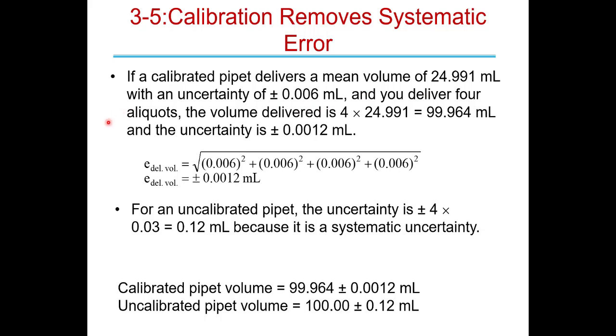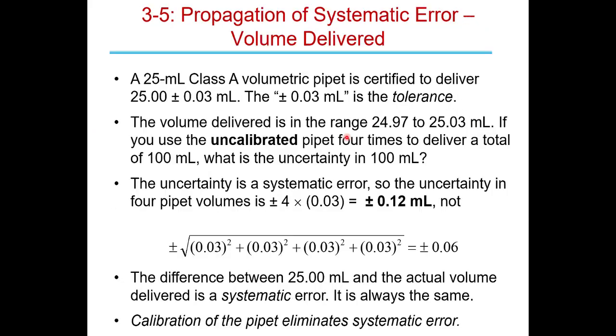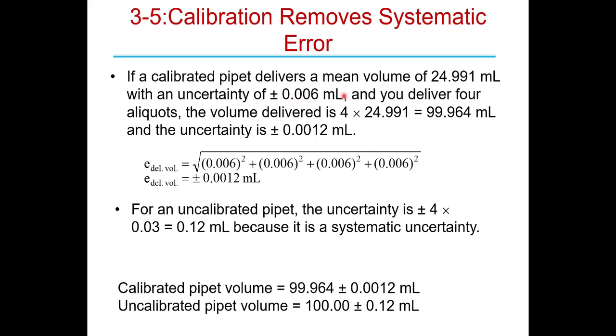If we deliver 4 aliquots, so we use this pipette 4 times to give us 100 milliliters like we did in the second example, then the volume delivered is 4 times 24.991, and so we didn't actually get 100 milliliters, but we know pretty precisely what we have. We have 99.964 milliliters, and the uncertainty is 0.0012 milliliters, so significantly less than what we saw before, because we've calibrated it and we've measured very precisely what the precision is by finding the standard deviation. We get this 0.0012 by using this formula for addition and subtraction, because we're adding these 4 volumes together, right?